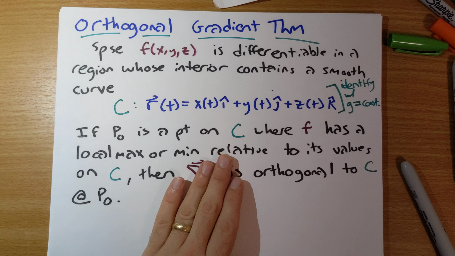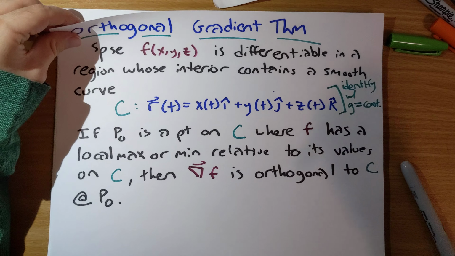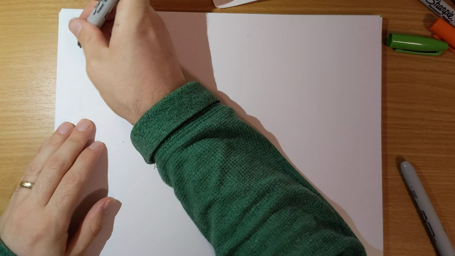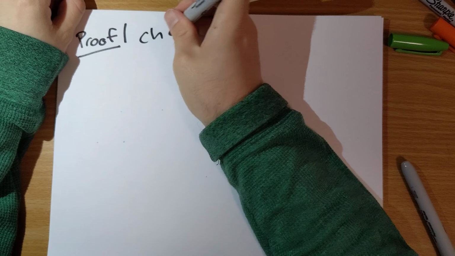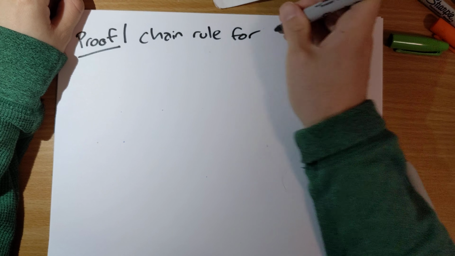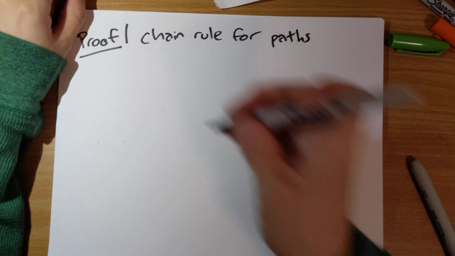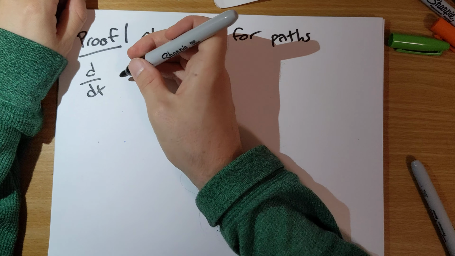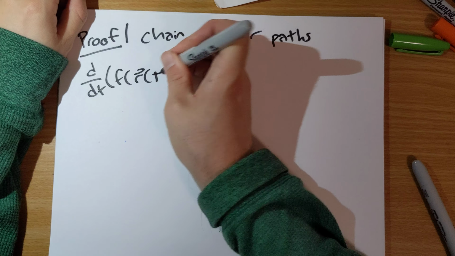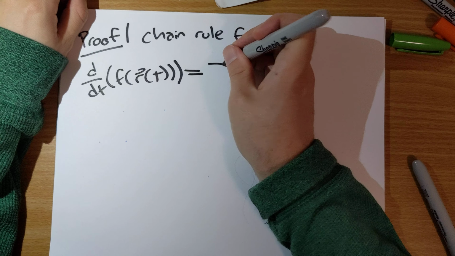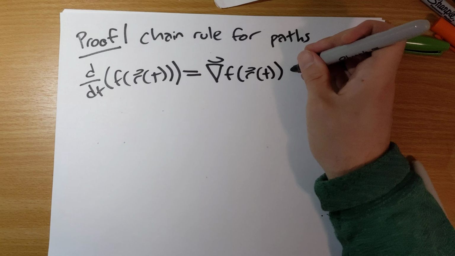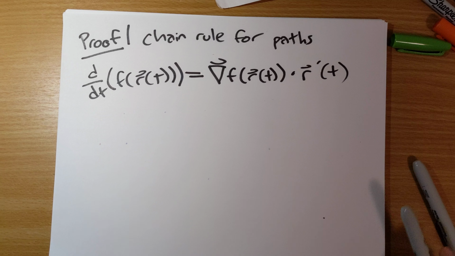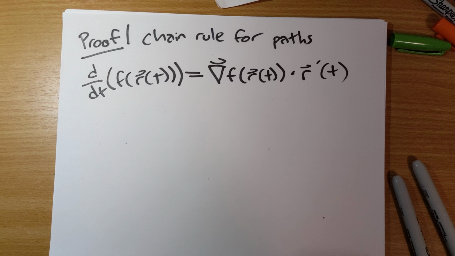Okay, why is this true? Let's prove the orthogonal gradient theorem. It boils down to the chain rule for paths. Remember, the chain rule for paths says the derivative with respect to t of f of r of t is equal to the gradient of f evaluated at r of t, dot product with r prime of t. This is just copying down the chain rule for paths, again, from section 14.5.